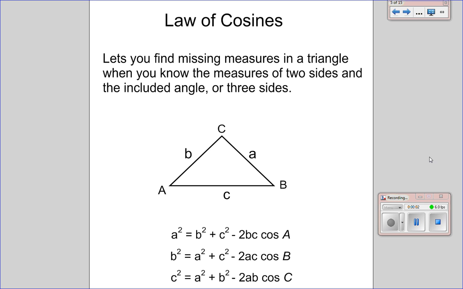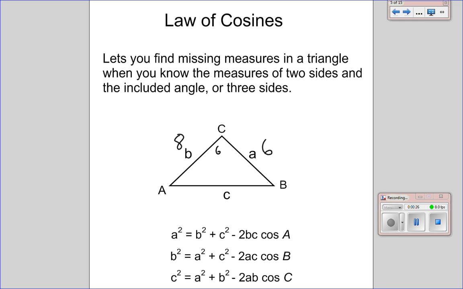In this video, we'll be looking at the law of cosines. The law of cosines is used when we are trying to find the missing angle or side of a triangle. The two cases where we can use it is if we know two sides of a triangle and the included side. So in other words, let's say we knew B was 8 and A was 6.